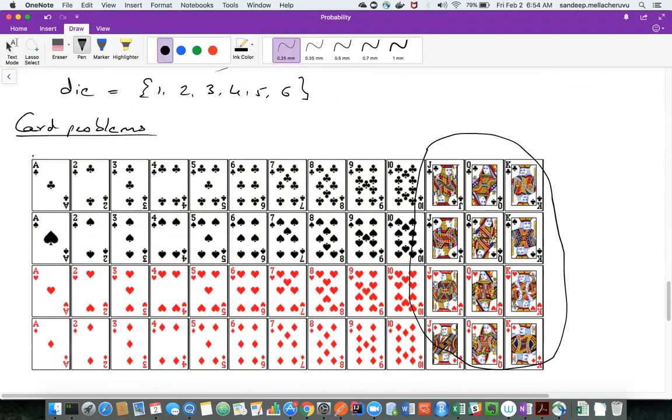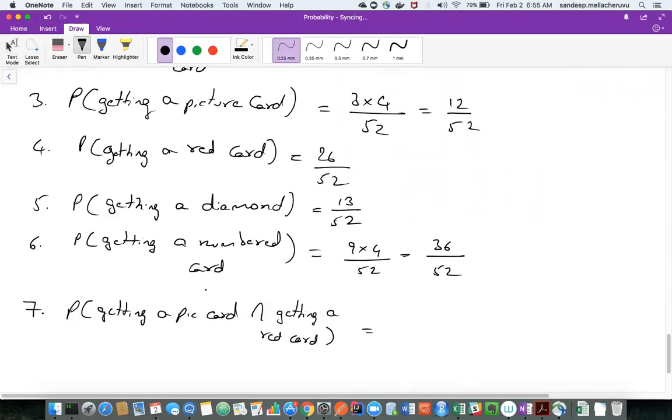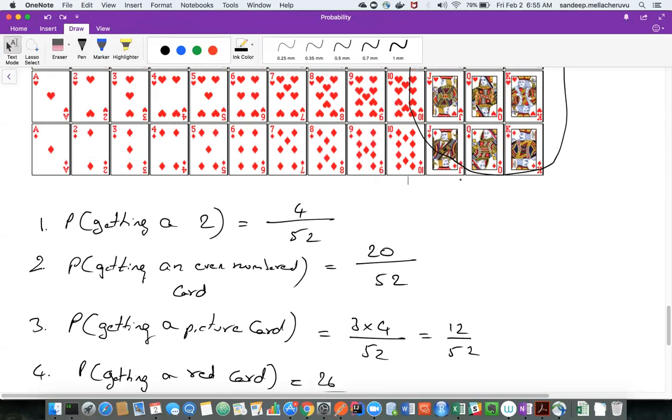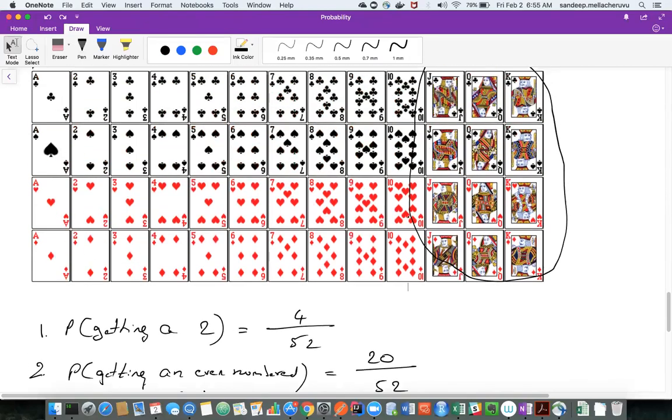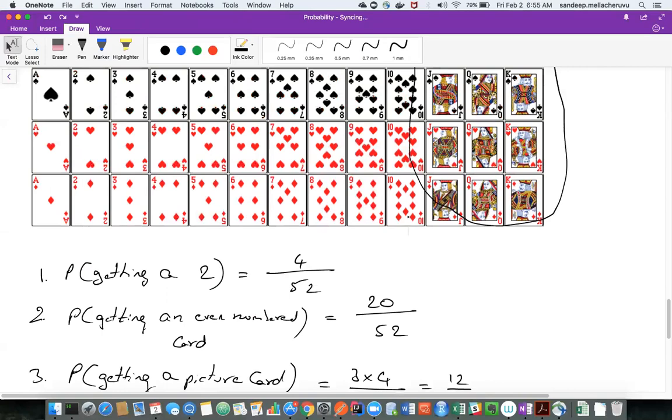Okay, now that is one part of the set. You're having two sets here. When you do intersection, what you mean is this is one set and this is another set. You are doing an intersection, common elements out of them. So getting a picture card means all these things, and when you say red card, all the red cards are here in this direction.